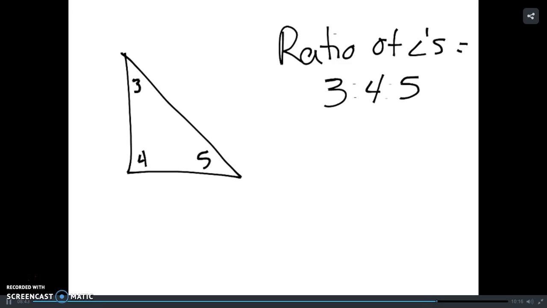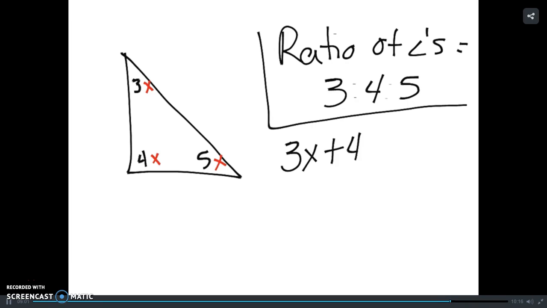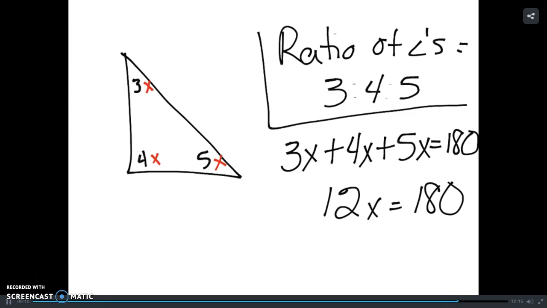But I do know that whatever it is, I have to multiply all these by the same number, because otherwise they won't maintain this ratio. So I'm going to put an x beside each of them. Then, I also know that all the angles on a triangle add up to 180. So I'm going to do 3x plus 4x plus 5x equals 180. And I'm going to combine those, and I'm going to get 12x equals 180. And when I do 180 divided by 12, I'm going to find out that x equals 15.